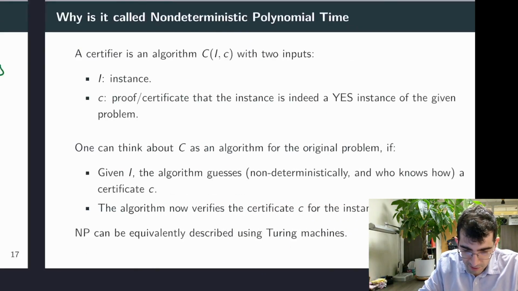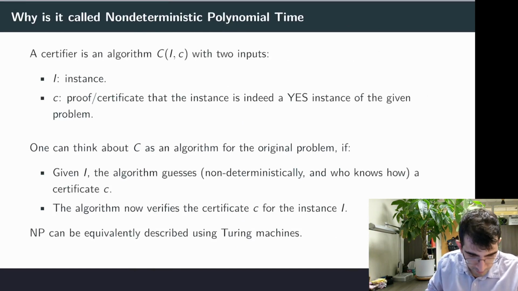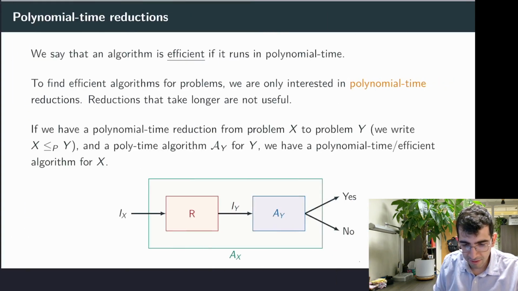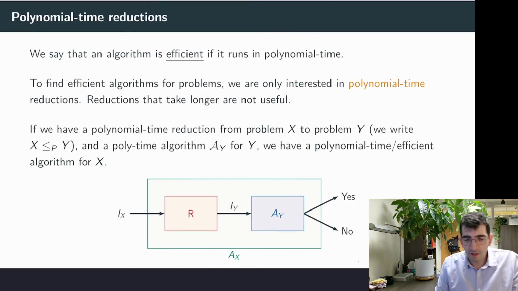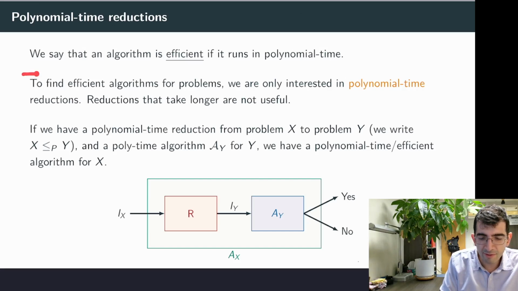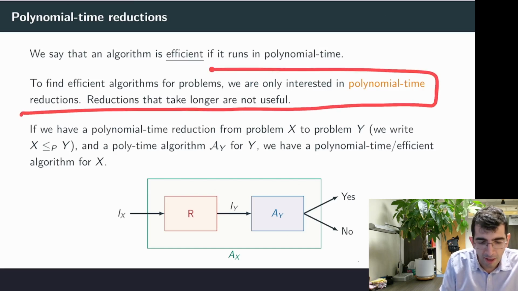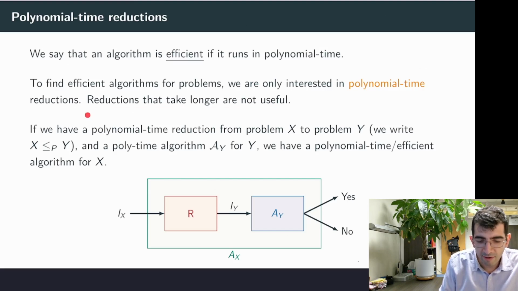Okay? So we went through this already. I think I've beaten this dead horse. And just to note that we are talking about polynomial time reductions here. Okay? We say an algorithm is efficient if it runs in polynomial time. And to find efficient algorithms, we are only interested in polynomial time reductions. And reductions that take longer, like exponential time, aren't very useful.